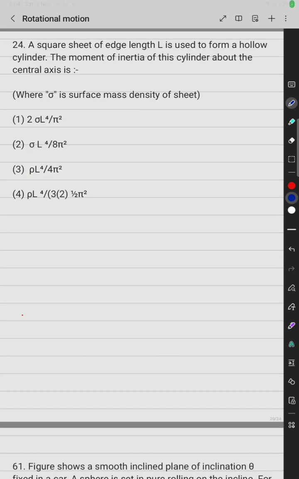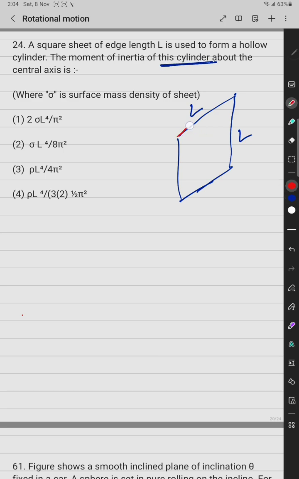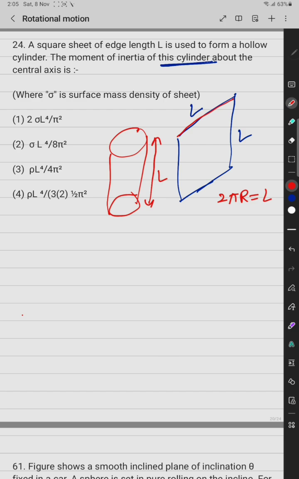The question is a square sheet of length L. Therefore the length of the sheet is L. It is square in shape. Now it becomes a cylinder, a hollow cylinder. It means we will make this into a hollow cylinder. Then what is the radius? We know 2 pi r is equal to the length of the side of the square, and the height of this cylinder is also L, and the radius is equal to L upon 2 pi.